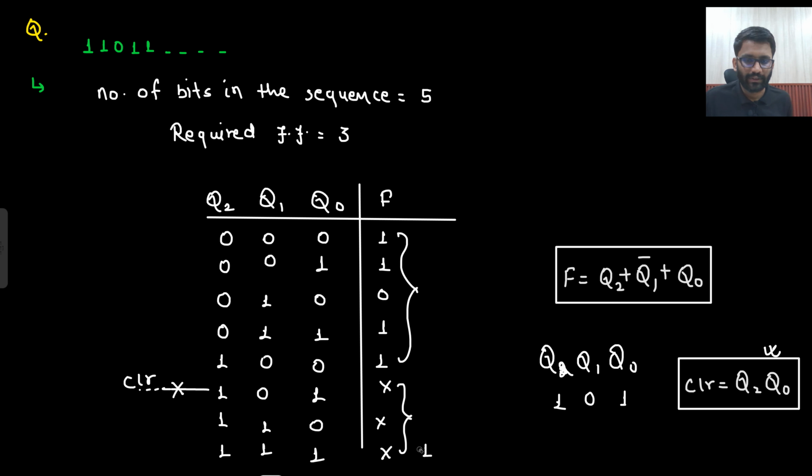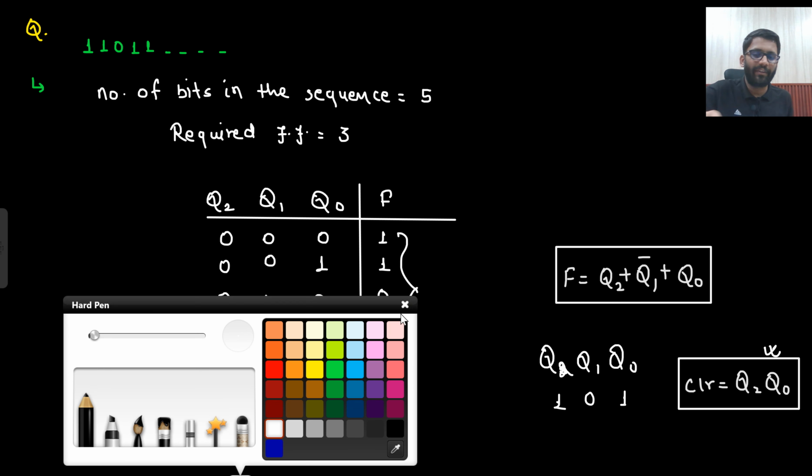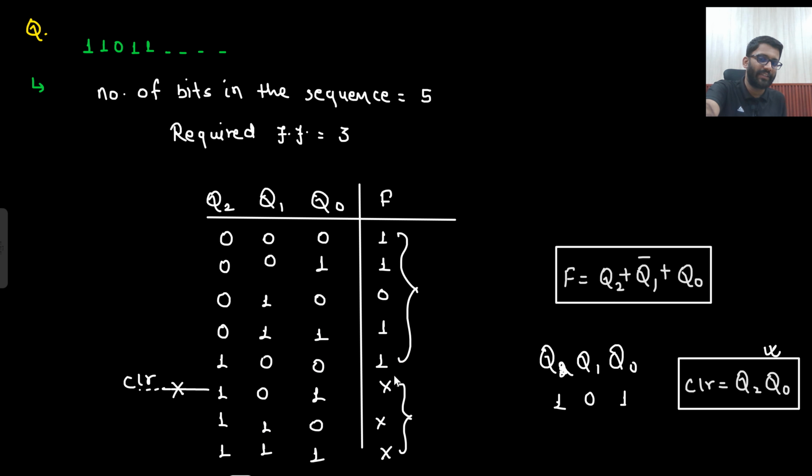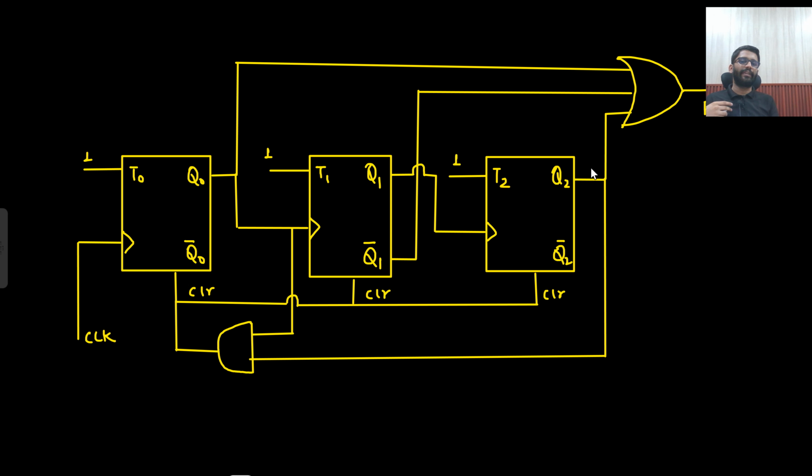Okay. So this I will be removing. You should have a good aptitude that 1 1 0 1 1 is there. These are don't care. I can assume any value. If I assume one value here, I will be left with only one max term. So that will be Q2 plus Q1 bar plus Q naught. So that will be my F, and this will be my clear input. So this is how I will be designing it.